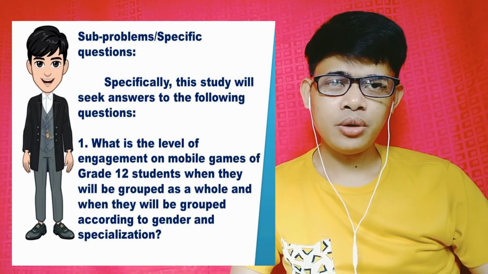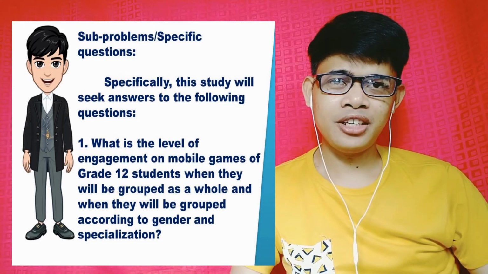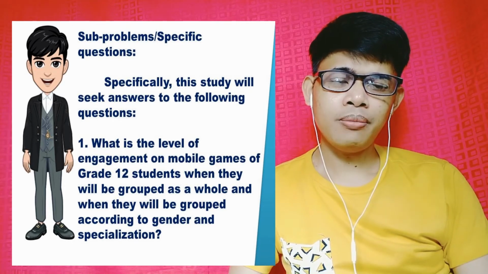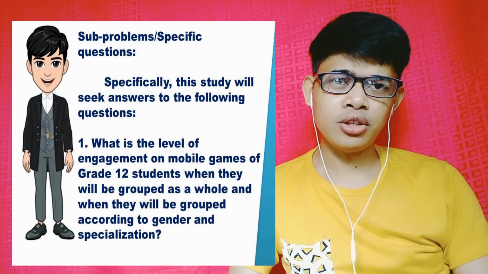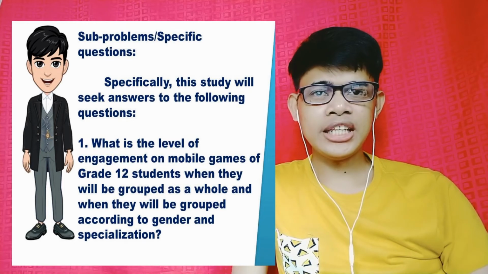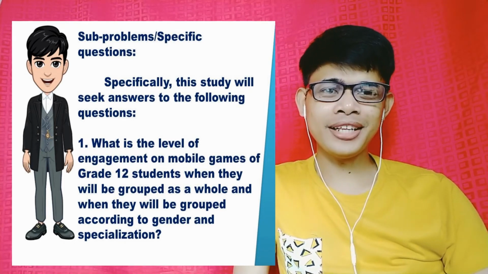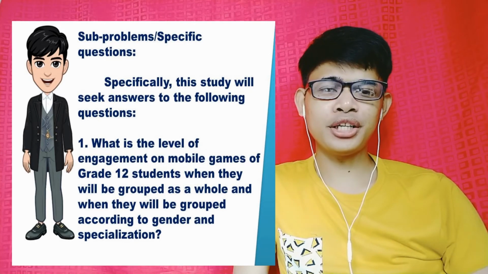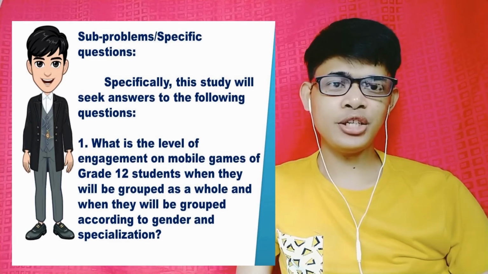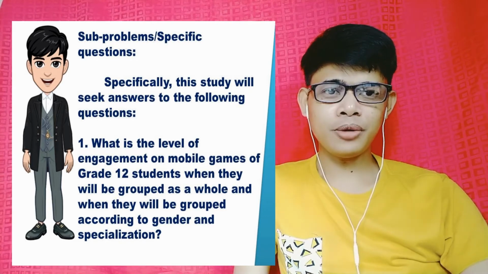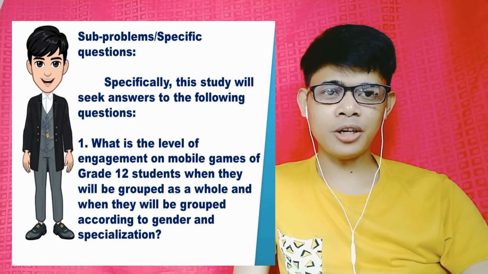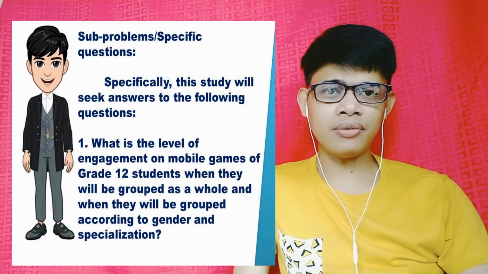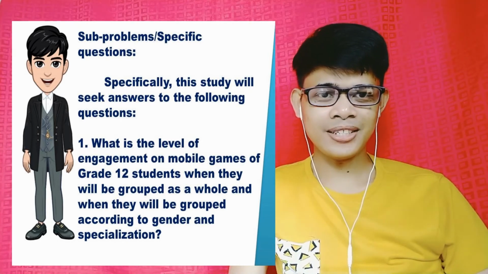For the specific questions or sub-problems we have here, specifically this study will seek answers to the following questions. Number 1, we will be dealing first with the engagement in mobile games. The first question will be: What is the level of engagement in mobile games of Grade 12 students when they are grouped as a whole and when they are grouped according to gender and specialization? Notice in question number 1, we are dealing here with the first dependent variable, which is engagement in mobile games, and the two independent variables are gender and specialization.